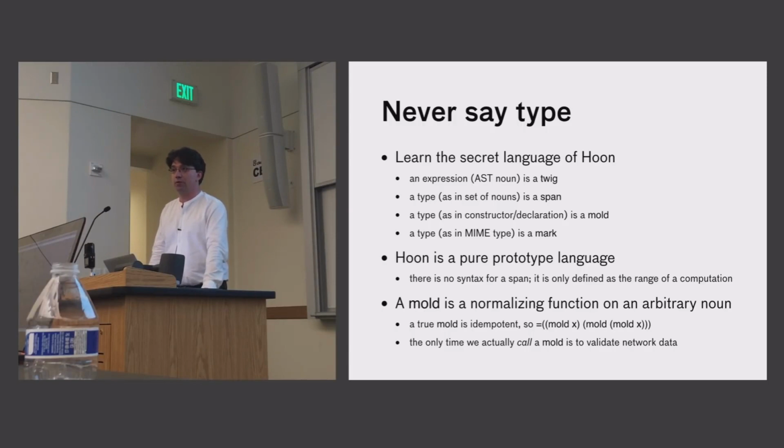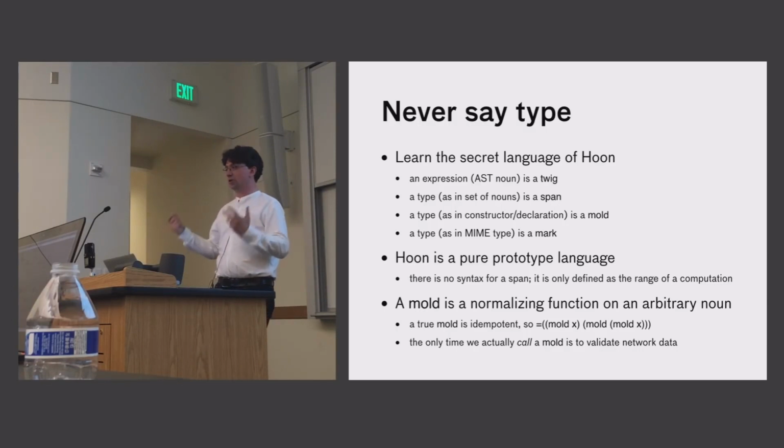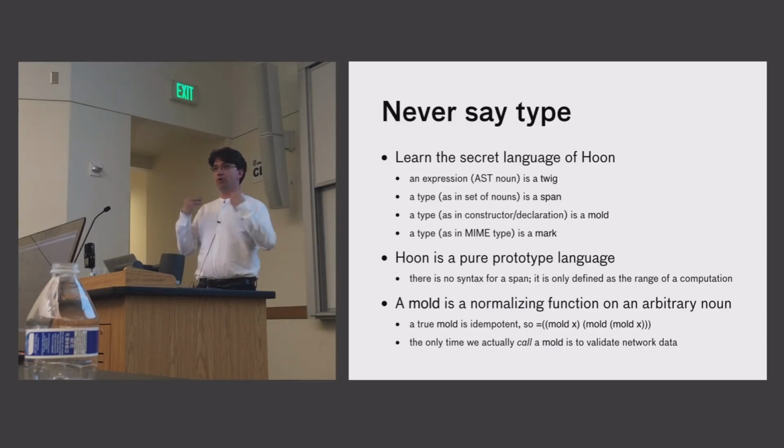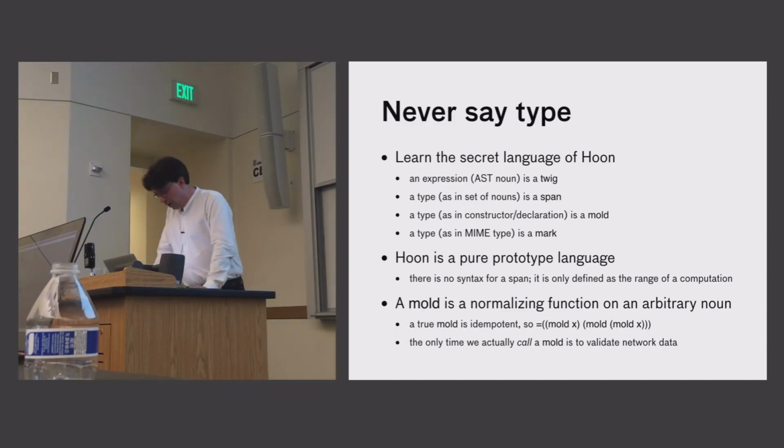Looking at molds, Hoon is a pure prototype language. There's no syntax for defining a span. The only thing you can define are twigs. So when you want to define a span, a type in the usual sense, a set of nouns that you're interested in, what you define is actually a normalizing function that takes an arbitrary noun and produces a noun of the type you're interested in. What's nice about that is that anytime you define a type, you've defined a validator for untrusted network data. We do a fair bit of validating untrusted network data in today's environment, so that's a win.